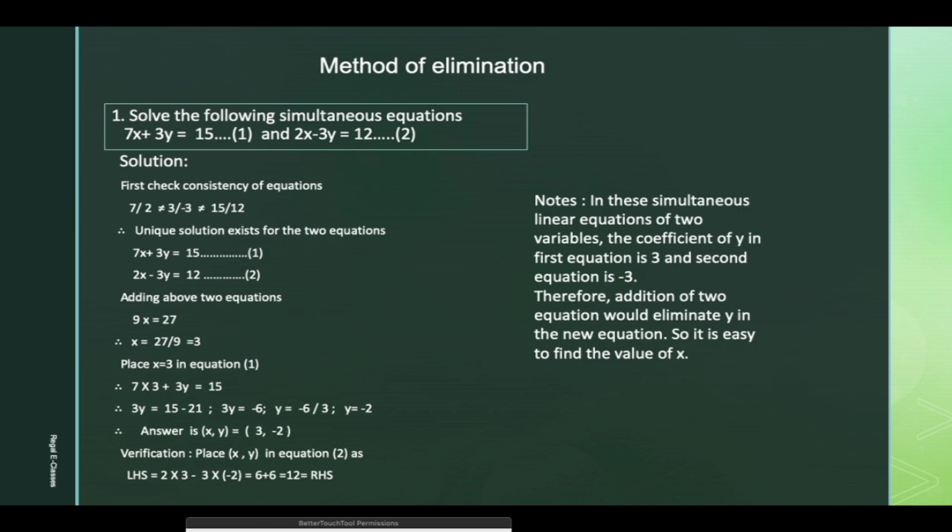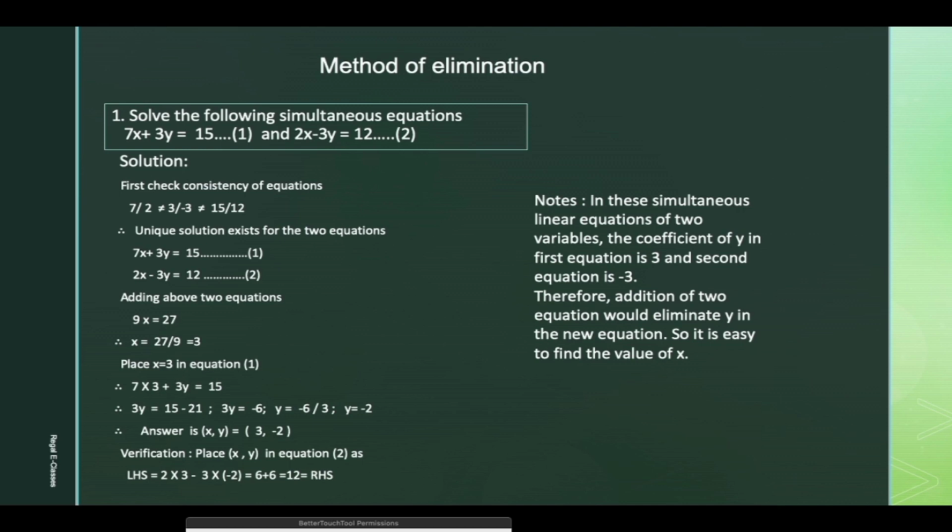Now place x = 3 in equation 1. 7 into 3 plus 3y = 15. 3y = 15 - 21. 3y = -6. y = -6/3. y = -2, because 3 2s are 6. So the answer (x, y) is 3 comma -2.